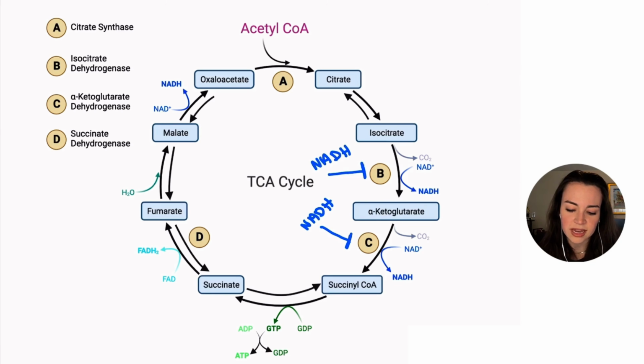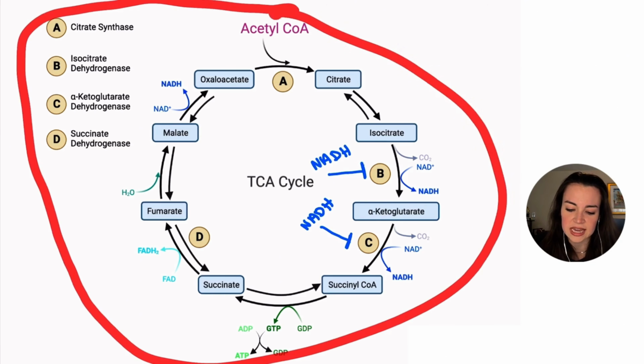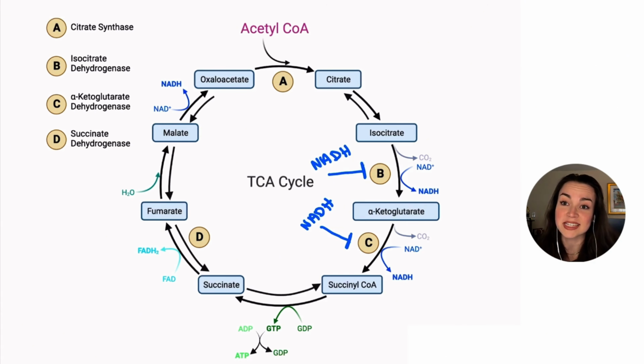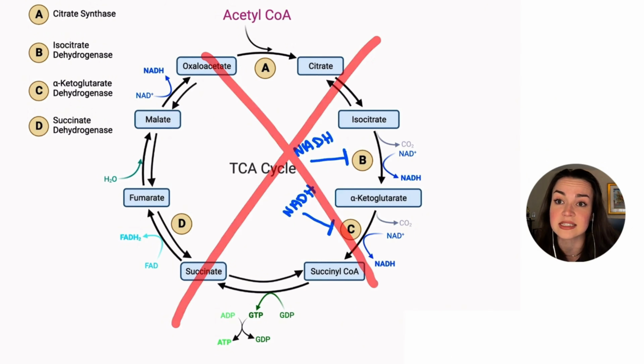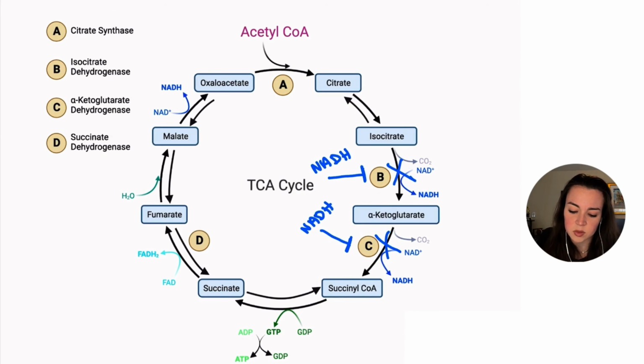Next, we'll come over to the left here and take a look at the TCA cycle. You'll remember the steps in the TCA cycle, like isocitrate dehydrogenase and alpha-ketoglutarate dehydrogenase, were inhibited by NADH. That means that high NADH is going to shut down the TCA cycle. So if we shut down these steps, we're eventually going to get a buildup of acetyl-CoA.